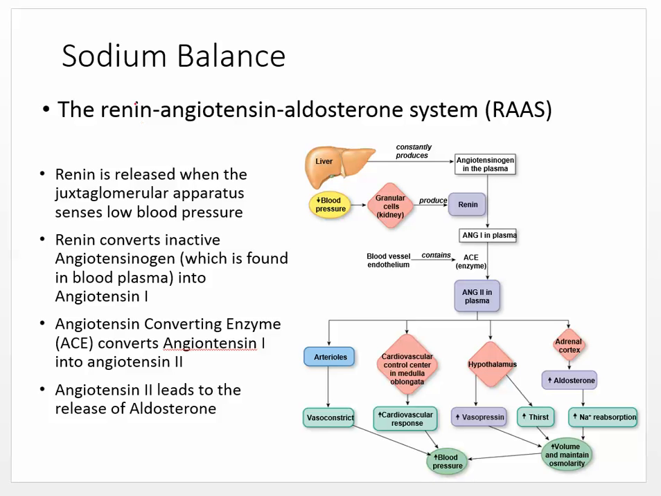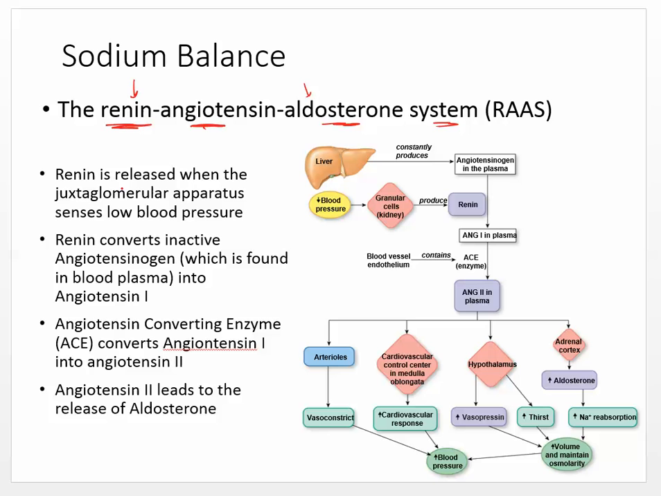Okay, so we have this big fancy system that is actually started in many ways by the kidneys themselves. We call it the renin-angiotensin aldosterone system. Okay, so these are hormones here.